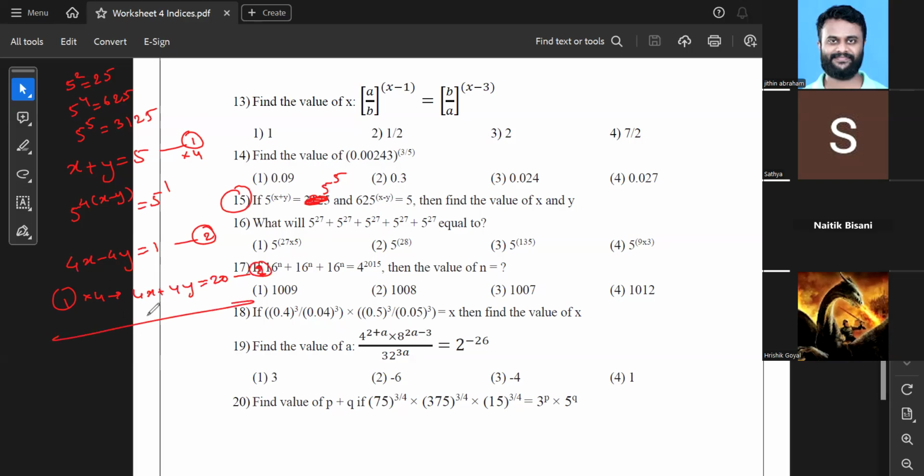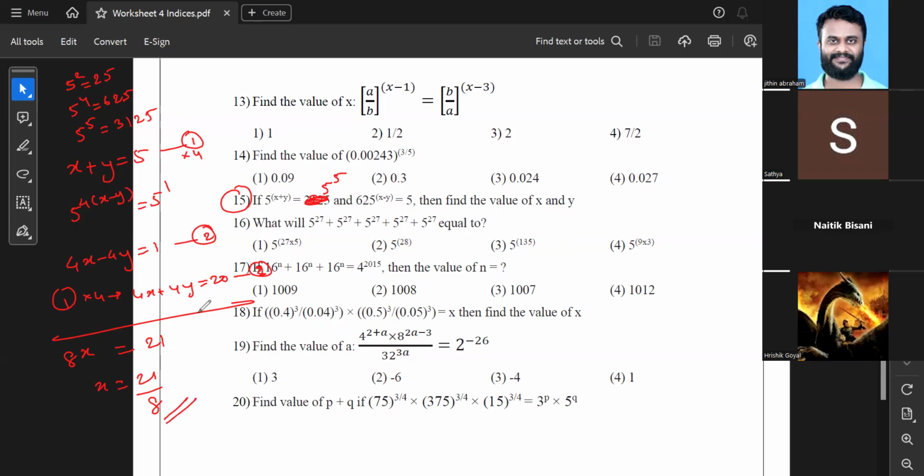Now, when I'll add equation 2 and 3, basically 4x plus 4x gives me 8x. Minus 4y plus 4y gets cancelled. 20 plus 1 gives me 21. So x is equal to 21 upon 8. Value of x and y. So x is equal to 21 upon 8.